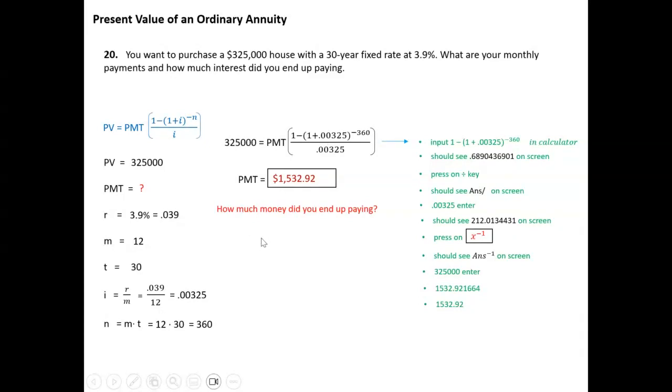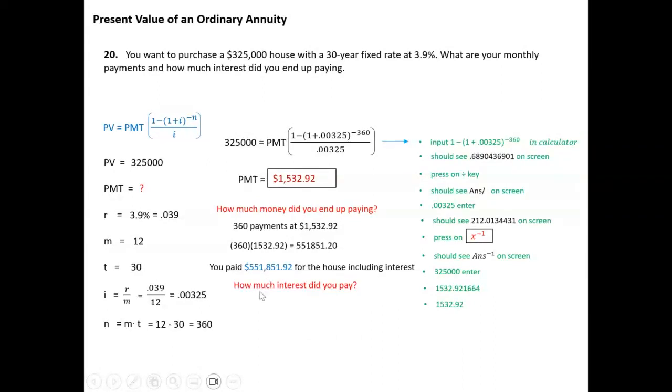Now, how much money did you end up paying at the end of 30 years? So we had 360 payments of $1,532.92. We multiply those, and it's going to give us $551,851.20. So that's how much you end up paying for the house.